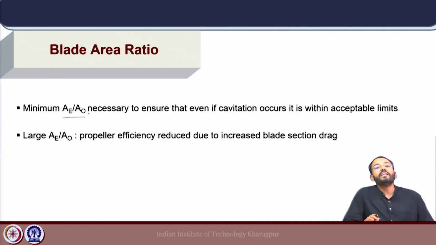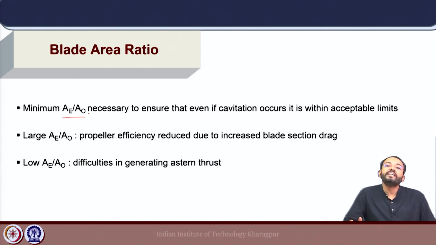So, if we keep a very large ratio of AE by A0, what will happen? It will not cavitate in that sense, because we are allowing a very high blade area ratio, but on the other hand the propeller efficiency will be reduced because the blade section drag will be increased. And on the other hand, if the blade area ratio is very low, then cavitation will occur, and on top of that it will be difficult to generate astern thrust. So, the idea here is that we maintain the minimum requirement for blade area ratio, so that cavitation is avoided and a small margin is provided on that in the design process.